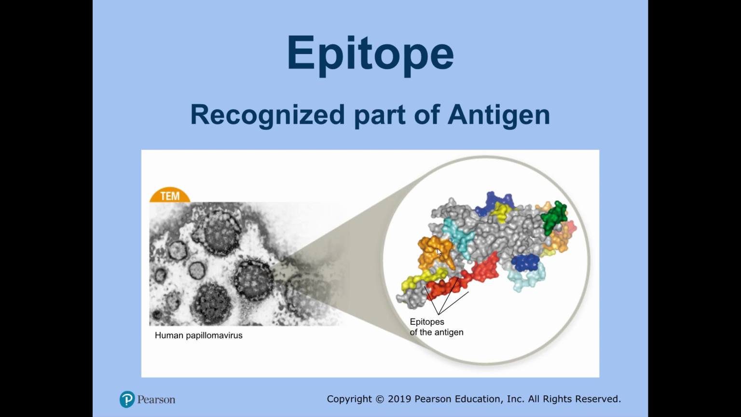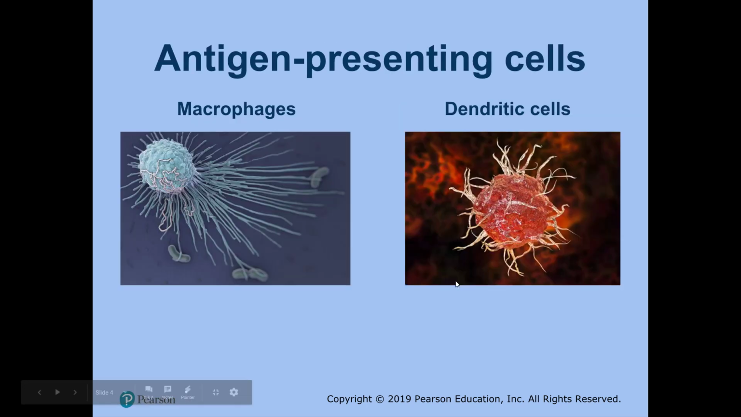So that's basically what an epitope is. You could think epi meaning outer, kind of like epidermis is on our outer skin. So the epitopes are the outer part of the antigen that our cells can go up to and recognize.